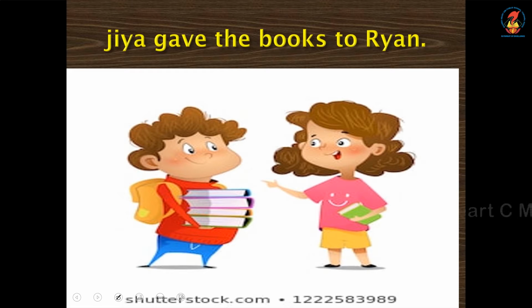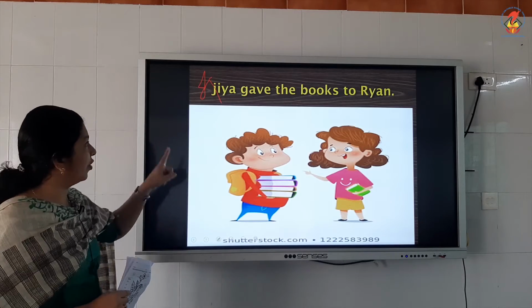Jia gave the books to Ryan. See in this sentence, Jia gave the books to Ryan. Here also J is small j. So this is wrong. You have to write capital J. So that sentence given is wrong.